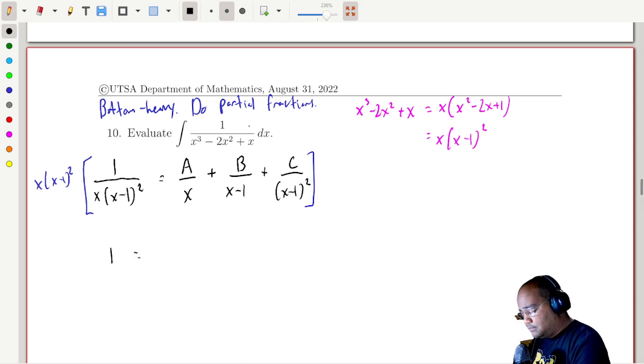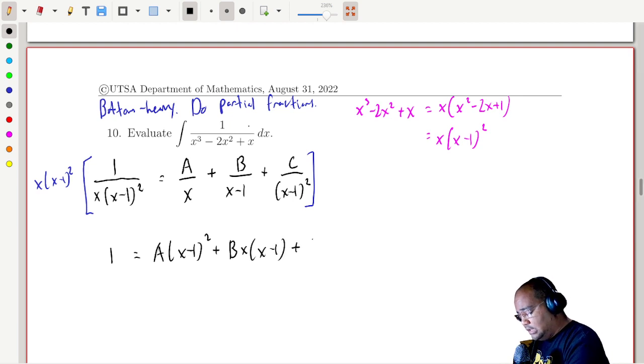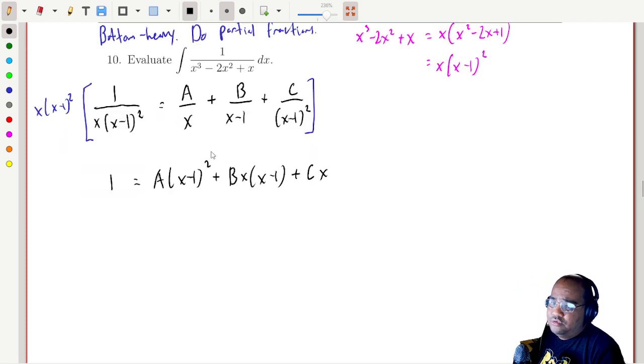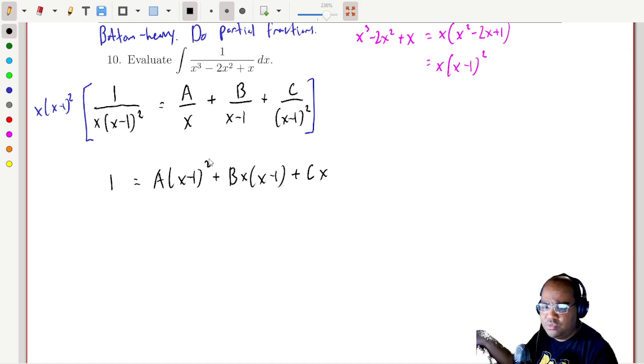On the left-hand side, we just get 1. And on the right, we have a times (x minus 1) squared plus b times (x minus 1), and then plus c times x. So now we're set up to find these coefficients in whichever way we want. We can set up a system of linear equations by equating coefficients, or we can use the so-called cover-up method.